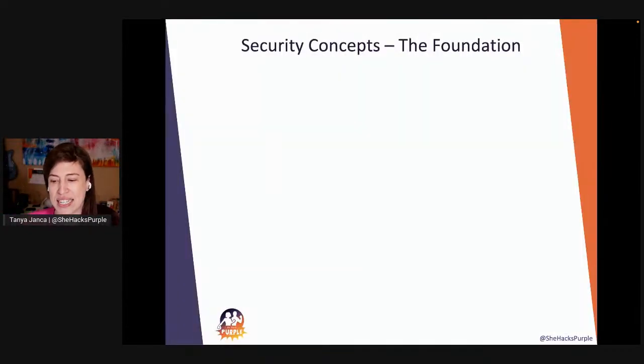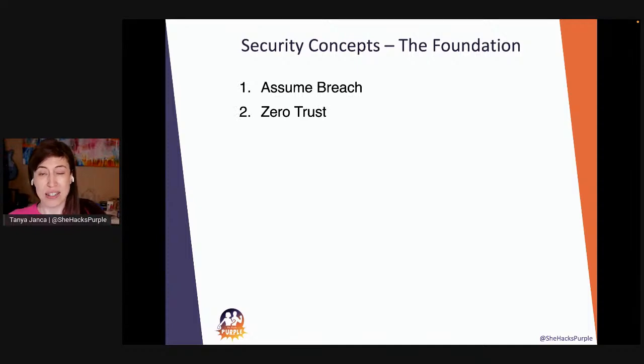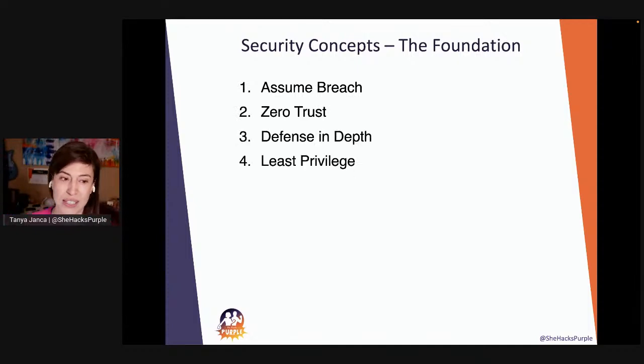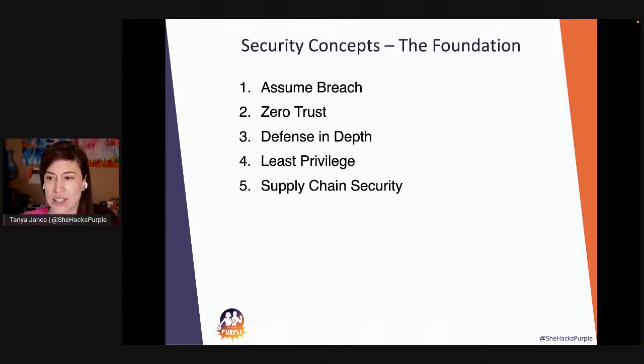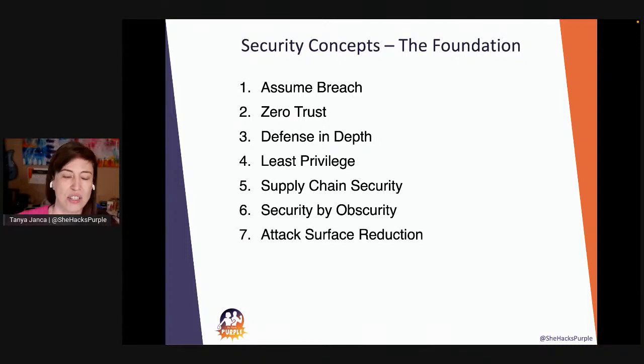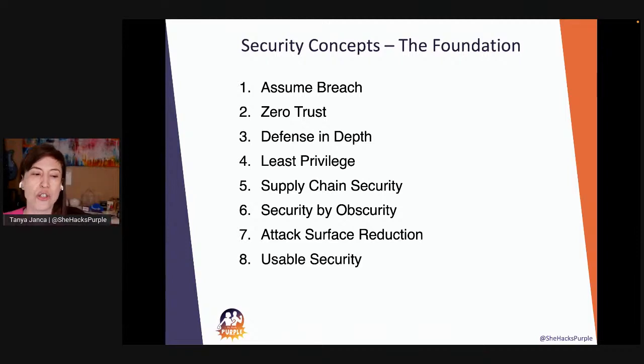So I'm going to show you the list and you don't have to memorize the list, because we're going to go through each one of them one at a time. We're going to cover assume breach and zero trust, defense in depth, least privilege, supply chain security, security by obscurity, attack surface reduction, and then usable security, which is the one a lot of us forget sometimes. I feel it's quite important.